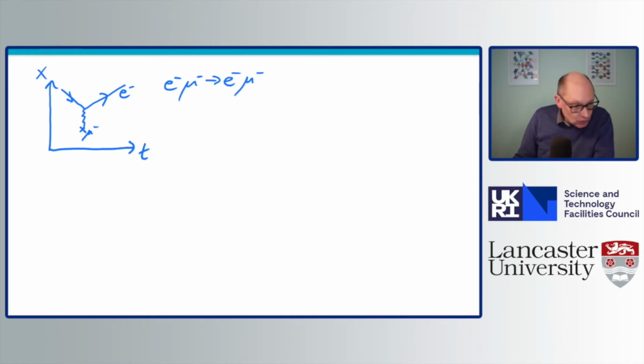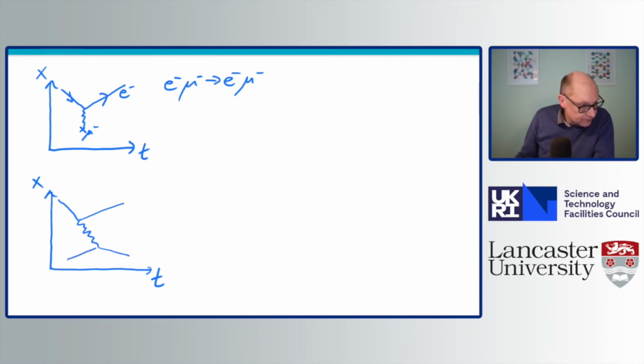Now, in time-ordered perturbation theory, one would instead say that two processes occur, time and x, one in which the electron comes in. The electron will emit a photon traveling forward in time that will scatter off the muon. So that's one possible time ordering of the electron scattering off the muon.